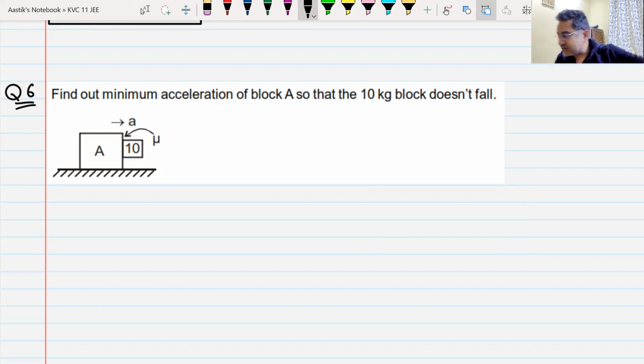Find out the minimum acceleration of the block A so that the block of 10 kg does not fall. So I have a small block kept with a larger block and I'm pushing the larger block with a tremendous acceleration. What should be the value of this acceleration so that the block which is hanging does not fall?